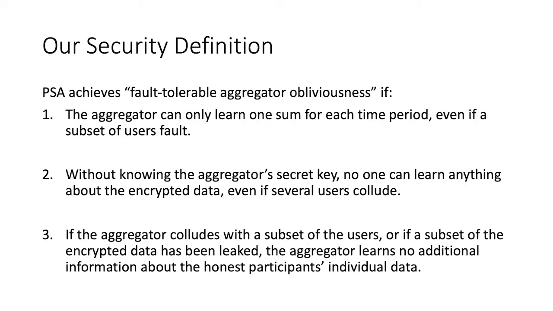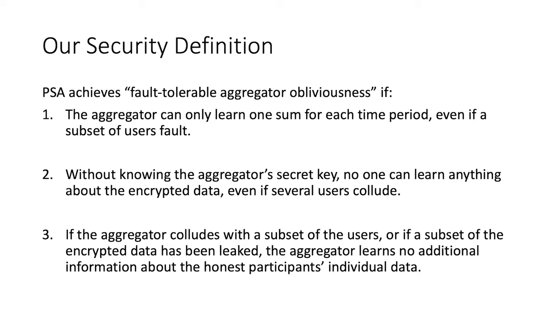Although there's more technical detail in the paper, I'll briefly summarize our new security definition that we call fault-tolerable aggregator obliviousness. We say a PSA achieves our definition if the aggregator only learns one sum for every time period, even if a group of users fault. Second, without knowing the aggregator's own personal secret key, no user or malicious aggregator can learn anything about the encrypted data, even if users collude.